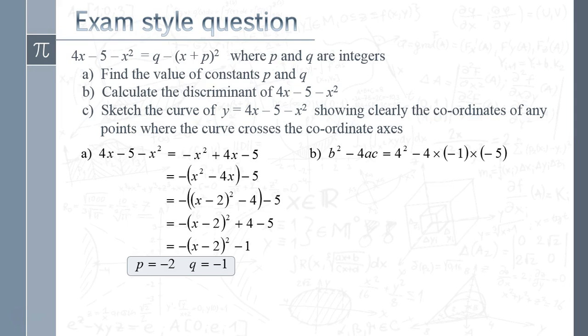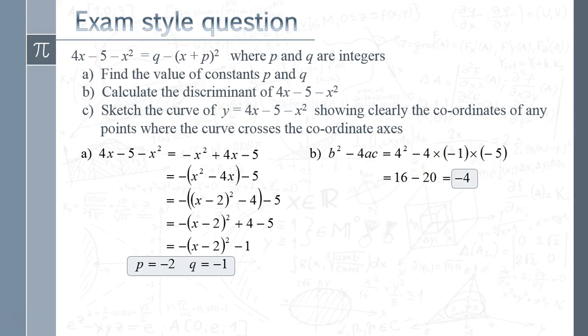So we've got 4 squared minus 4 times minus 1 times minus 5, so that gives us 16. Now here we've got minus 1 times minus 5, minus times a minus makes a plus, so I've got 4 times a positive, so I've still got a minus there. And so that gives me minus 4.